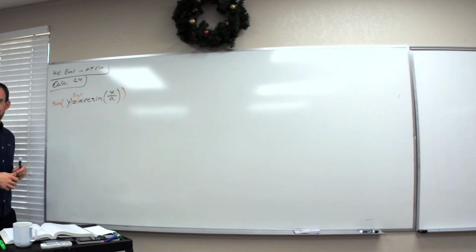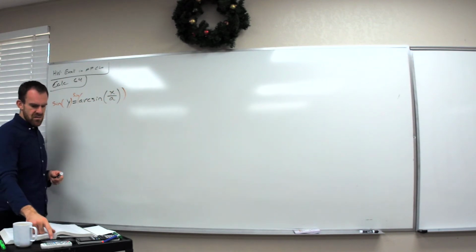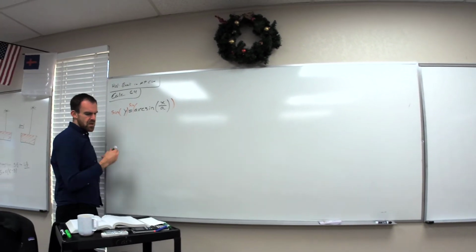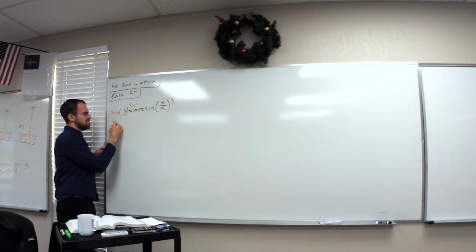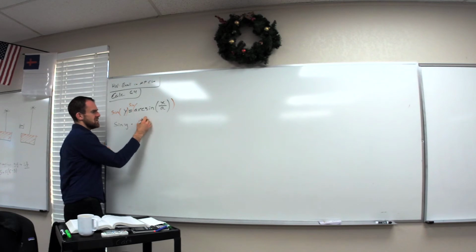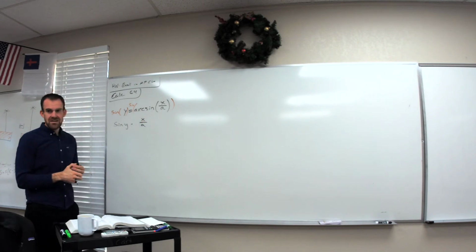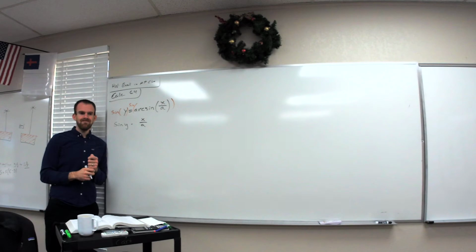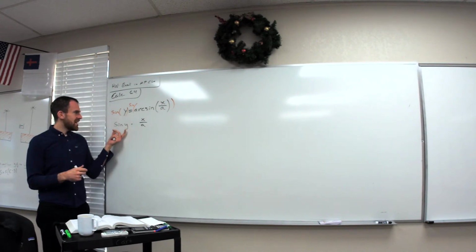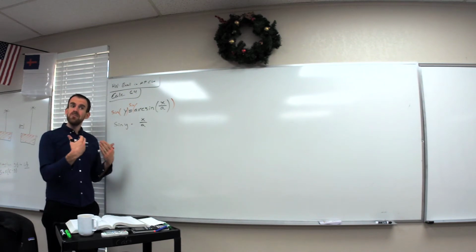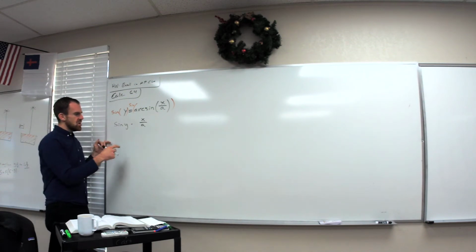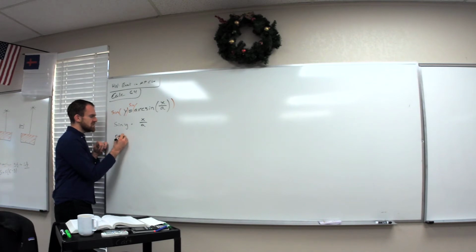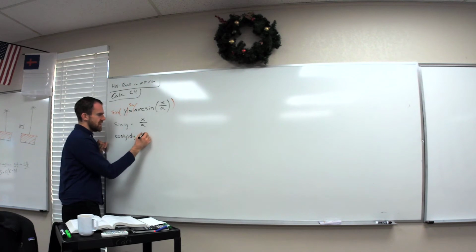Can we do sine of arcsine? Sure, why not? The suffering continues, right? So, sine of y. Sine of arcsine is x over a. Can I take the derivative of this? Kind of, right? I know the derivative of sine, but it's not y equals anymore, so I have to do implicit differentiation. So the derivative of sine of y would be cosine of y dy. The derivative of x over a is simply 1 over a dx.